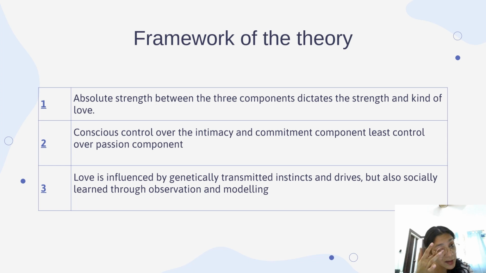The framework of this theory is divided into three points. The first point states that the relative strength of the three components dictates the strength and the kind of love. Sternberg states that there is no one particular kind of love. You can't say that romantic love is the only love. That's the most popularized form of love, but we forget that there are actually many different kinds of love.